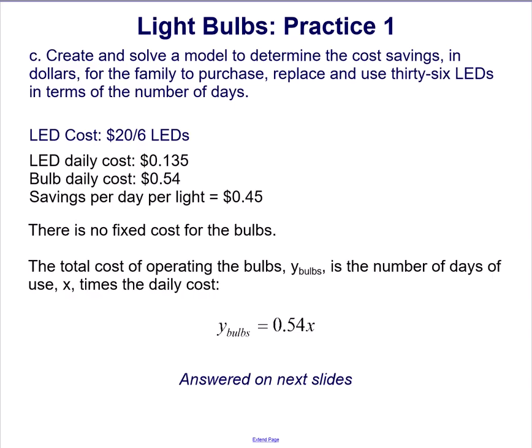And now we're going to calculate the cost for the bulbs. Well, let's keep in mind there is no fixed cost for the bulbs. Okay, no fixed cost. But the total cost of operating the bulbs, we're going to designate with Y with a subscript of bulbs. It's going to be the number of days, which is going to be X, times the daily cost. Now the daily cost for operating light bulbs is up here. That's 54 cents. So our equation is going to be Y with a subscript of bulbs is equal to 0.54 times X.